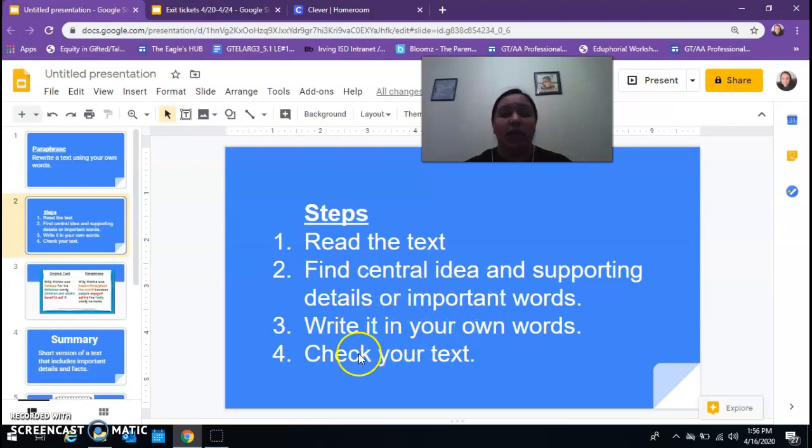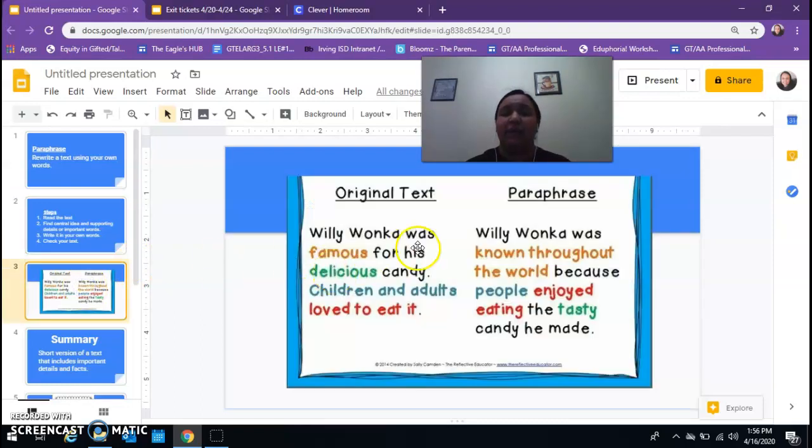And then when I'm done, when I feel like I got it, I need to check. I need to read my text again, the text that I wrote, my paraphrase. And I need to check it to make sure that it makes sense, that I'm not changing the meaning of the text. Let's look at an example.